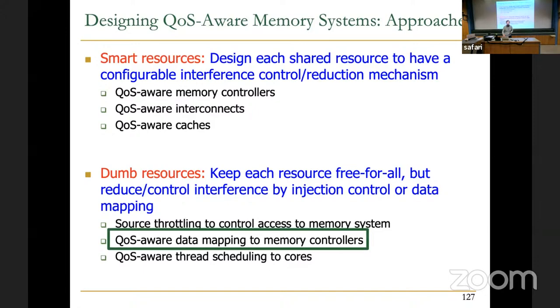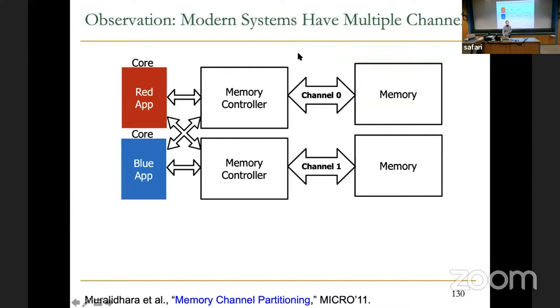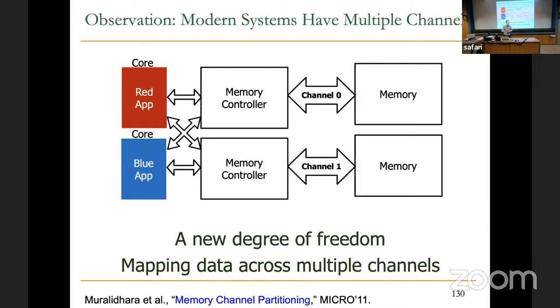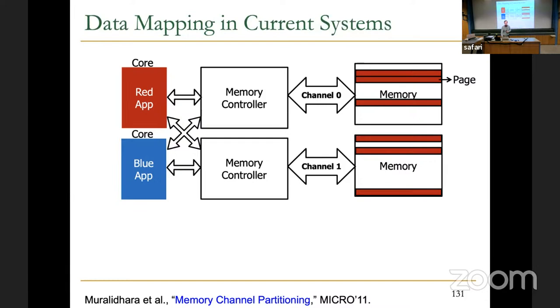Okay. So basically, the key observation is very simple. Modern systems don't have a single memory channel. They have multiple memory channels. And if you're running two different applications, you have a new degree of freedom: mapping data across multiple channels. Now, in most systems, the memory allocator of the operating system, when it allocates memory, is not aware of the memory channels. So it basically allocates physical pages to applications using some algorithm, for example some replacement algorithm. But this is usually not channel aware.